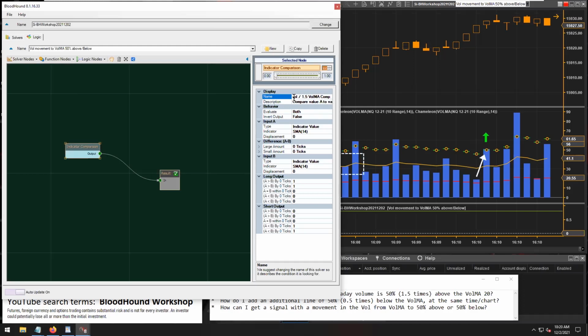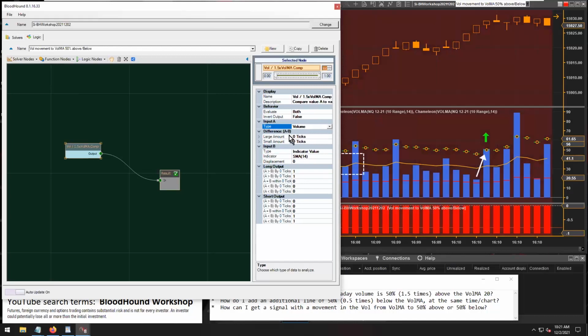So we're comparing the volume to 1.5 times the volume MA. All right, so for the inputs, we could just plug in the volume indicator here if we wanted, but there is a type here of volume, so we can just switch the type over to volume like that.